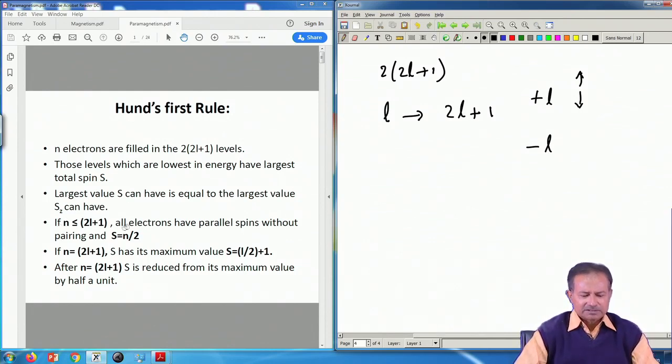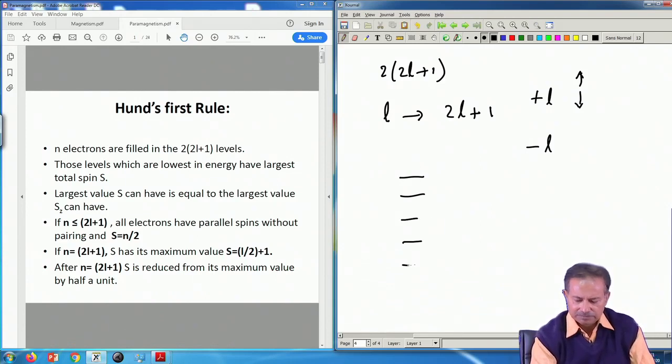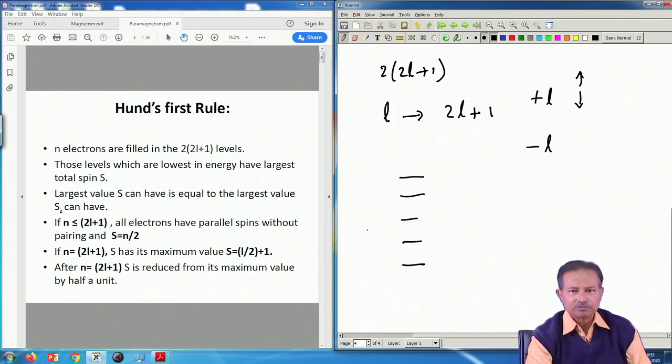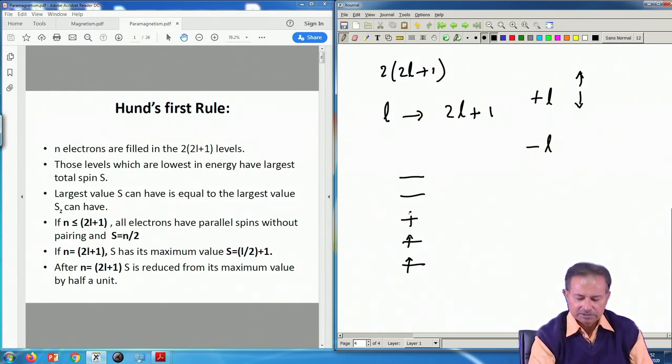So, if n is less than or equal to 2L plus 1. Let me just give you an example. For example, in this case, L equal to 2 and you have 5 levels. Then you have to maximize S. Suppose you have 2L plus 1 electrons, which means 5 electrons. So, you have to start from the lowest and then just put all the spins up.